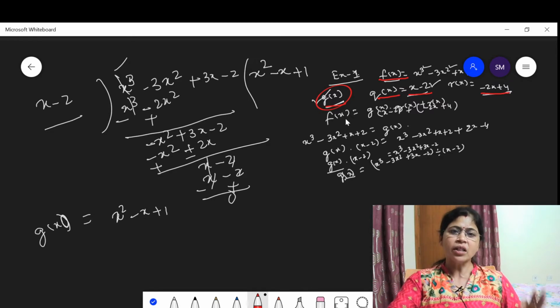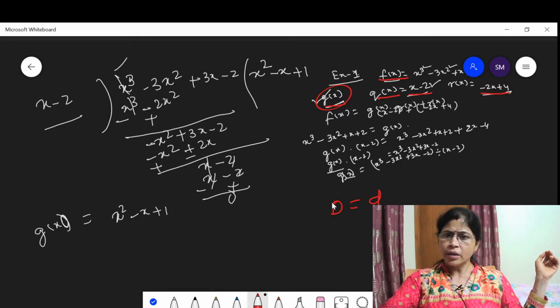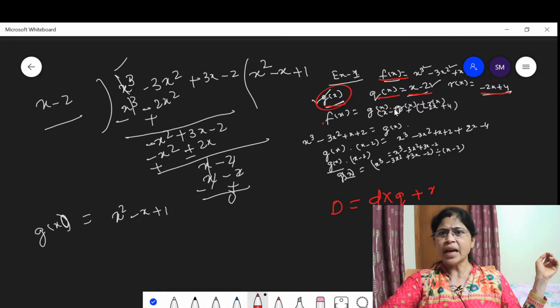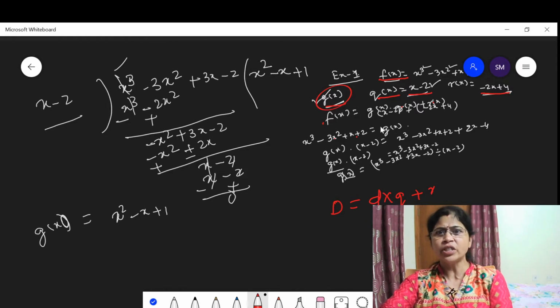Then please recall the division algorithm. The division algorithm says that dividend is equal to divisor into quotient plus remainder. Then here, f(x) is equal to g(x) into q(x) plus r(x). Here q(x) is given as x minus 2, and f(x) is x cube minus 3x square plus x minus 2.